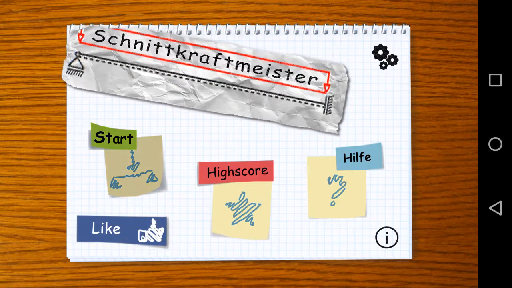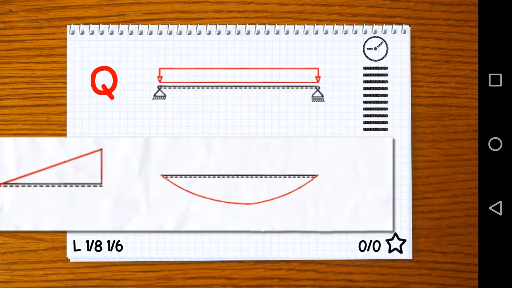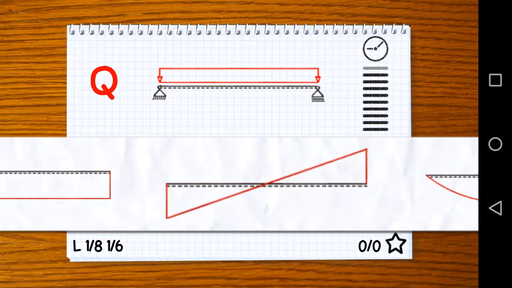So I'm going to start here. We should do level 1, level 2, and actually level 3. So let's go with it. Here we have a distributed load. So the shear force distribution is going to be linear. The distributed load is constant, so the shear force distribution is going to be linear.